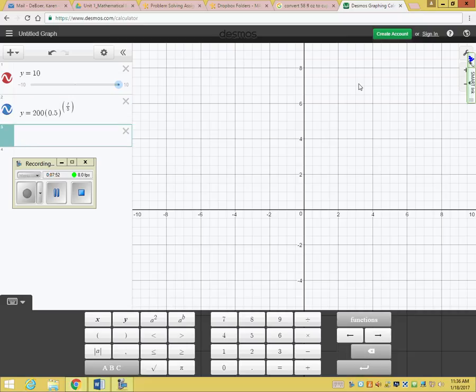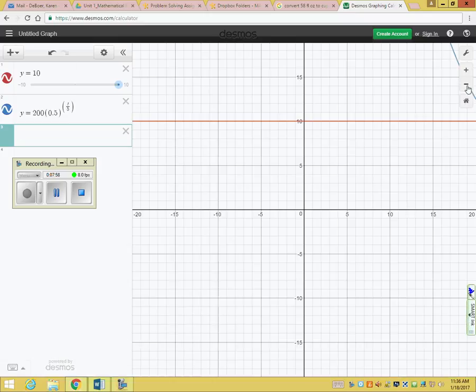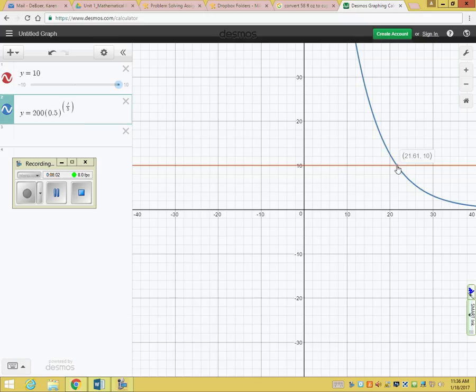I don't see anything on my screen yet, so I'm going to try zooming out, because I know I typed in my equations properly. I'm going to zoom out. Oh, there's the lines. And my point of intersection is at 21.6 and 10. So again, the first value in the coordinates is your x value, or in this case, our value of t, and 10 is the y value.